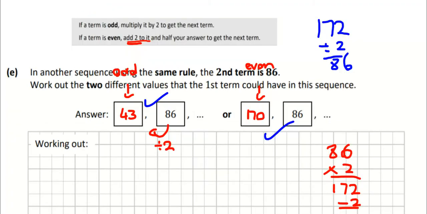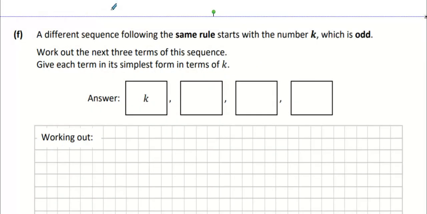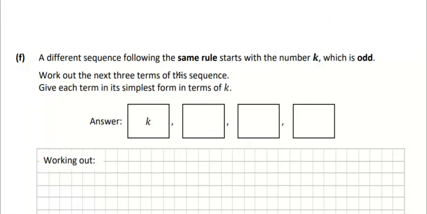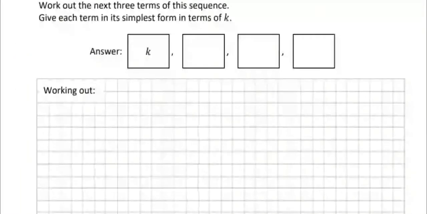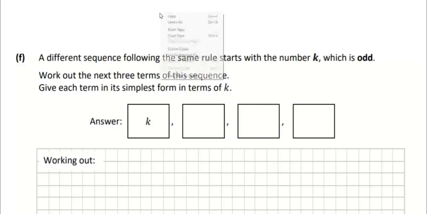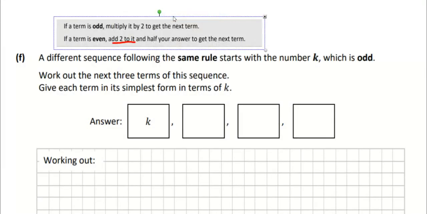Okay, so we're just going to hopefully do this again. Now, does it tell us if k is odd or even? Well, k is odd, so that should be all right. If k is odd, multiply it by 2 to get to the next term.